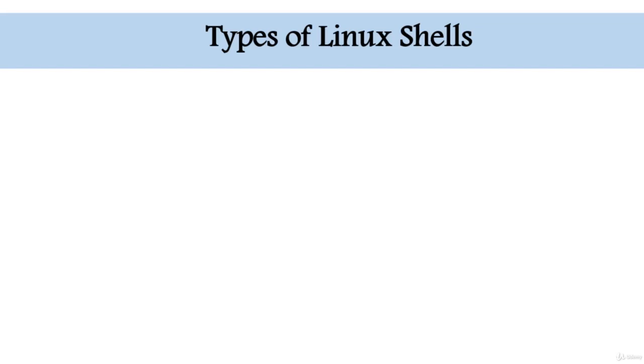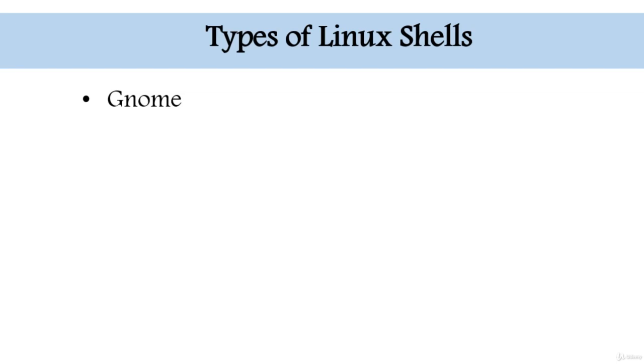Now let's talk about the different types of Linux shells that are available to us in our Linux environment. When we have a Linux machine running, what are the different shells that we could take advantage of? The first one is GNOME. If you don't know what GNOME is, it is like a graphical environment in Linux.